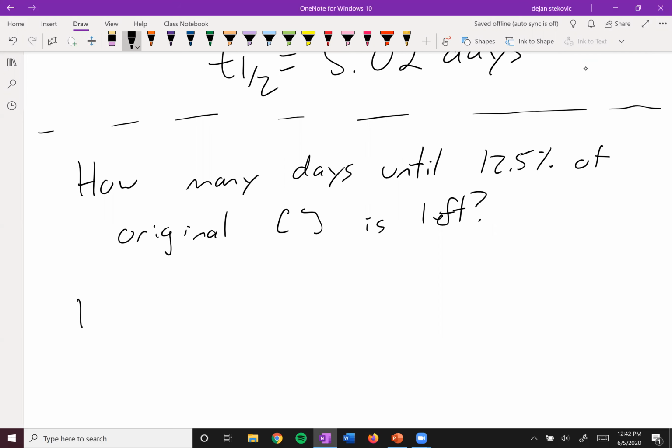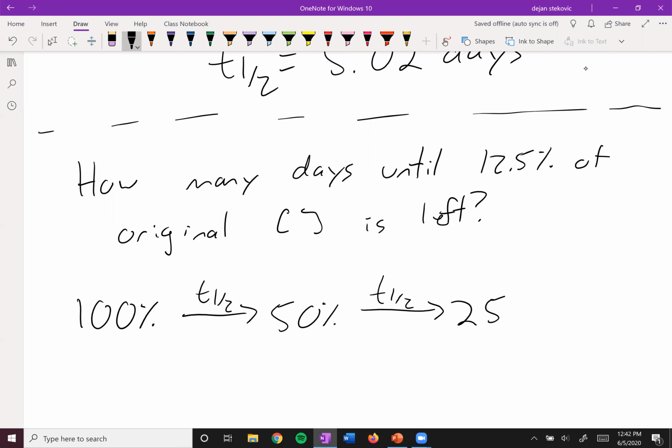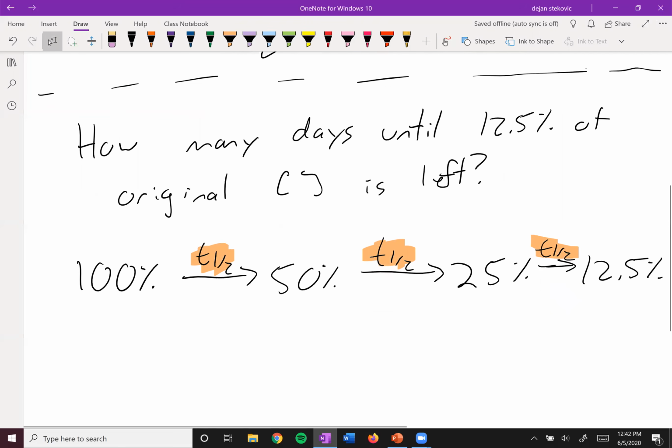So if we start off with 100% of the original, after one half-life we'll end up with 50%. After another half-life, we'll end up with 25%. And then one more half-life, we'll end up with 12.5%. So you can see this took us 1, 2, 3 half-lives to get to the target. So we have 3 half-lives.